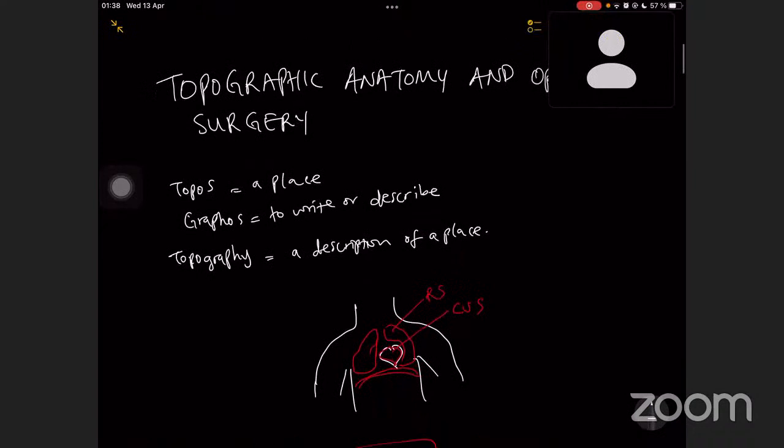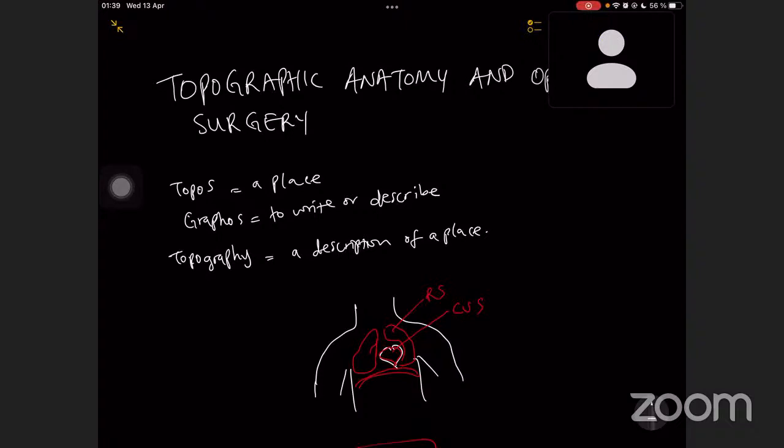Today we are starting with topographic anatomy and operative surgery. We're beginning with the very basics, the definition of terms. Our textbook for this course is going to be the Topographic Anatomy and Operative Surgery textbook by Anatoly V. Nikolaev. It's a Russian textbook. Beginning with the very basics.